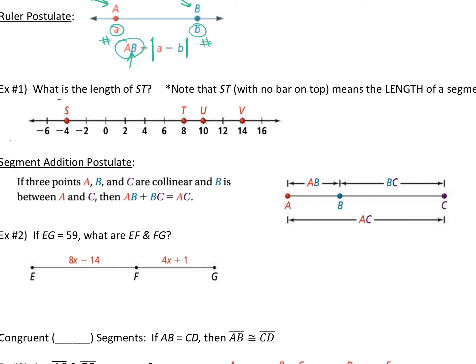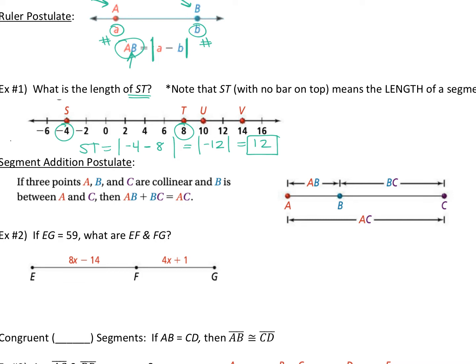If I want to know the length of ST, S is at -4, T is at 8. So the length of ST is going to be the absolute value of the difference of those numbers. Difference means subtraction. So you're going to say -4 minus 8. You could flop that and say 8 minus -4. You'll get the same answer because you get the absolute value of -12, which is a length of 12. So it is 12 units between S and T.